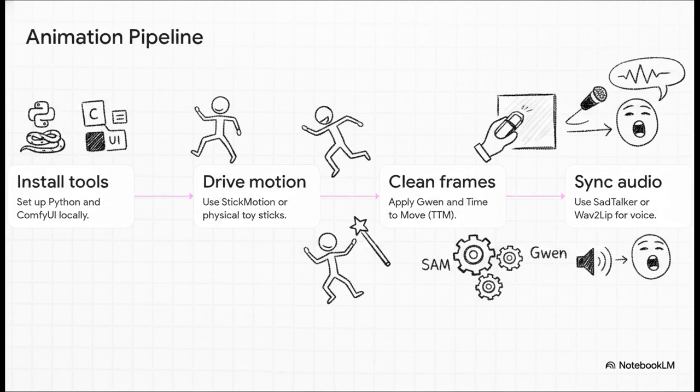Comfy UI then cleans those frames, erasing any guides with SAM3, Qwen, and TTM to output beautiful video. Finally, your audio node, whether that's SadTalker or Wav2Lip, brings the character's face to life. You have literally just replicated the capabilities of an expensive cloud studio entirely for free.